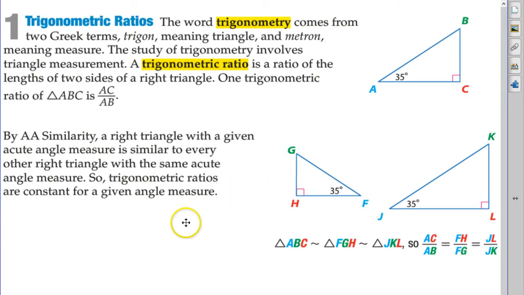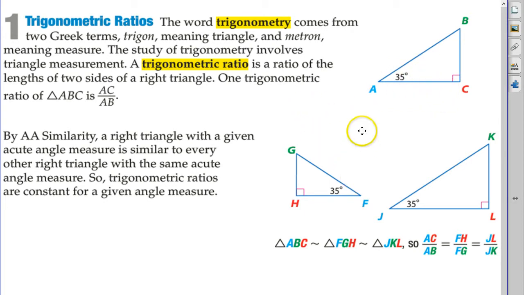So, the first thing that I ask you about is, where does the word trigonometry come from? It comes from two terms. One term is trigon, the first part, which means triangle, and metron in Greek, which means measure. So it literally means to measure a triangle. And a trigonometric ratio is the ratio of the length of two sides of a triangle. So for triangle ABC here, if I had the length of AC and divided by the length of AB, that would be what we consider a trig ratio.